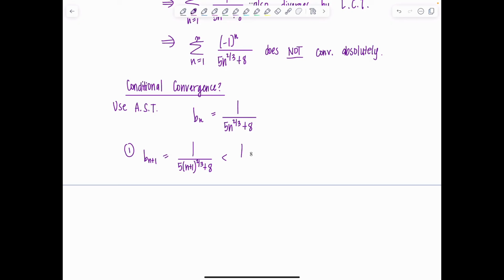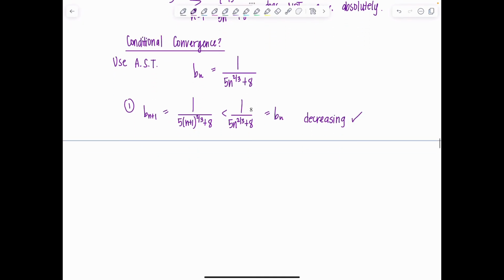I can say with great certainty that's less than 1 over 5n to the 2/3 plus 8, which is BN, right? This is a bigger denominator. Obviously, this whole thing's smaller. So BN is indeed decreasing. We're good there. And then the second condition I need to check is what is the limit as n goes to infinity of BN. So that's 1 over 5n to the 2/3 plus 8. Well, this denominator is going to infinity, so the whole thing's going to approach 0.